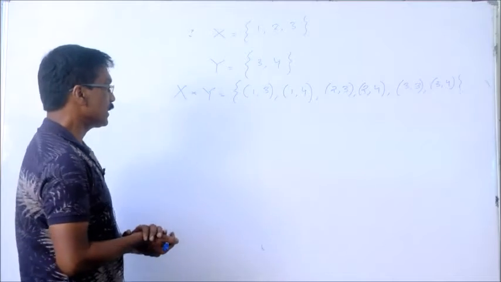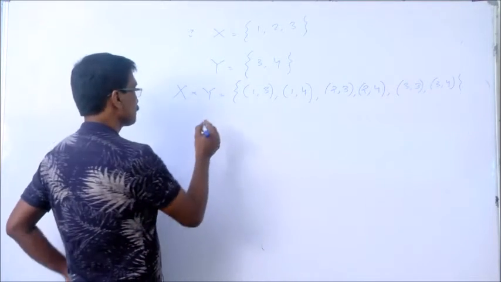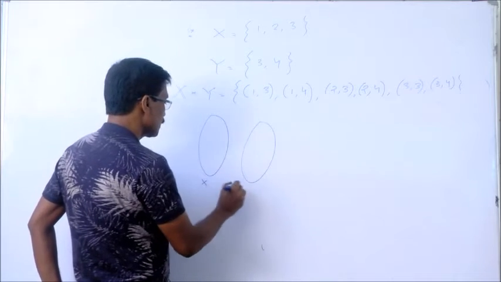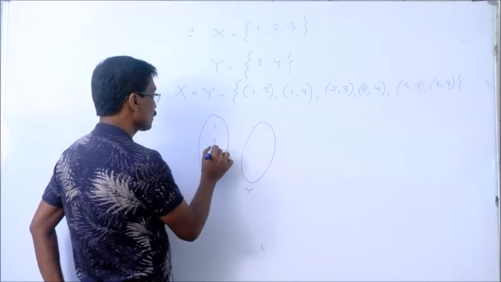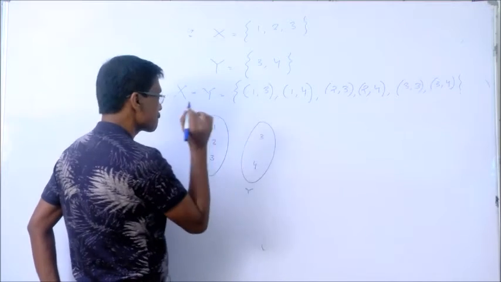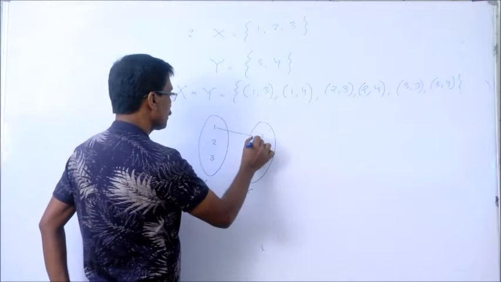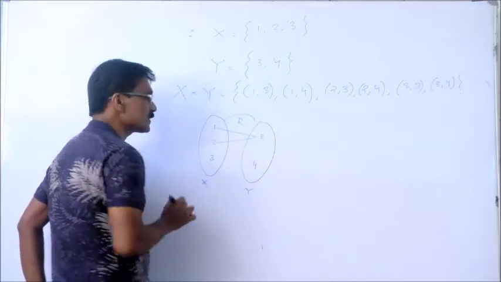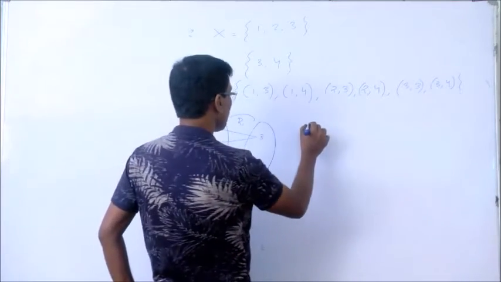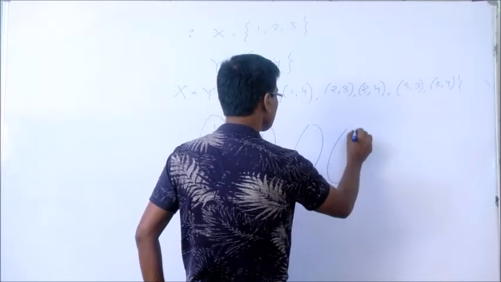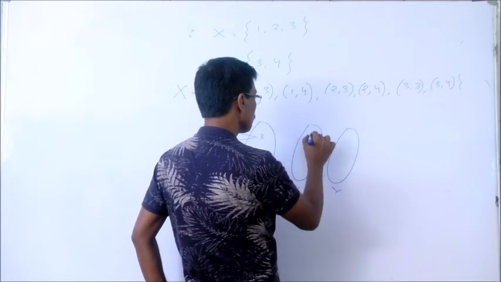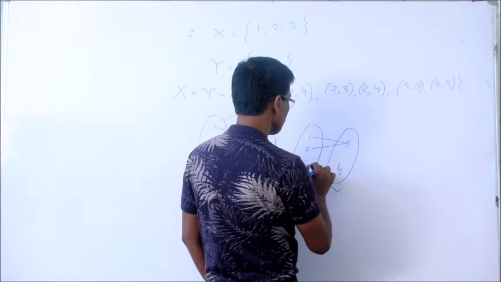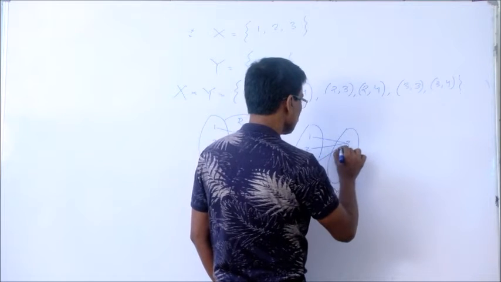Say we take an example of a relation, a pictorial representation, x set to y set, 1 2 3 and 3 4. Say (1,3), (2,3), R1, this is a relation. Another example, R2.